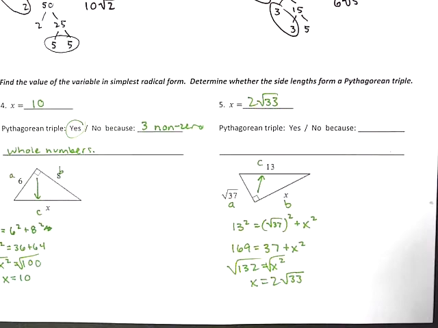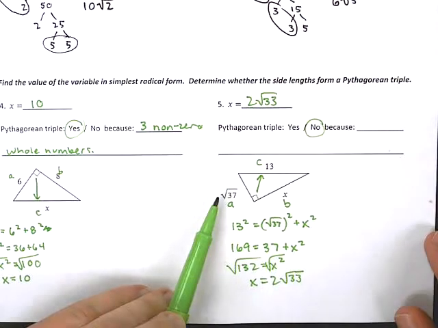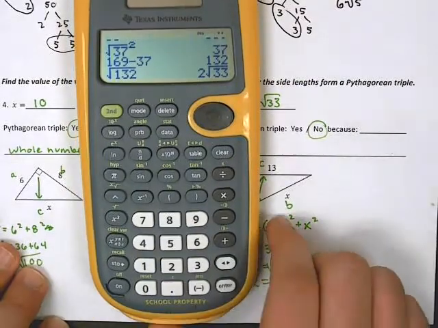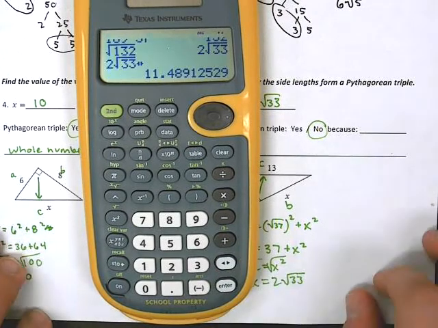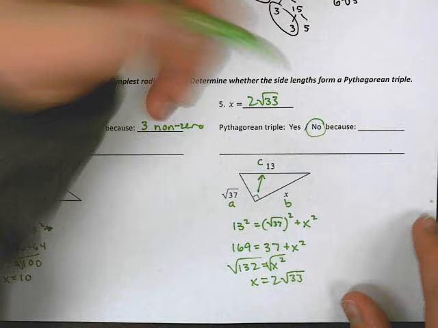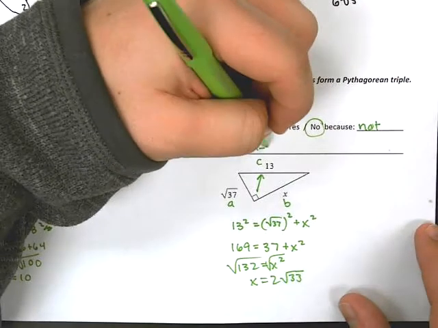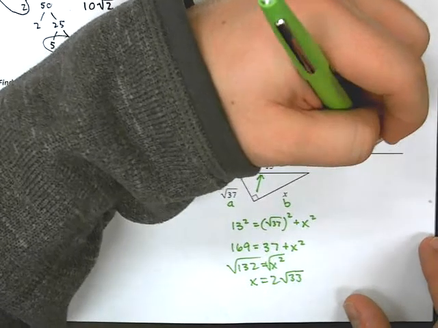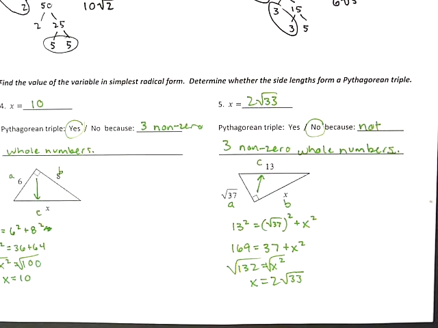And then hopefully, guys, this should make sense. This is definitely a no. Why? Because the square root of 37, or 2 square root 33, if I change this to decimal form, and I can do that by hitting these double arrows down here, that's a decimal, right? That's not a whole number. Okay? So really, it's because not 3 non-zero whole numbers. Okay? So, we will skip number 6 for now.